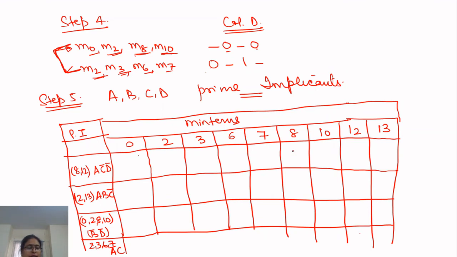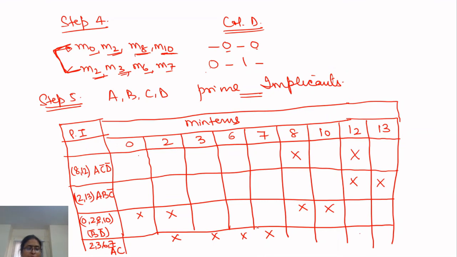Right? This is A, C bar, D bar. It is 8 and 12 are included in it. Then 12 and 13 are included in the next. 0, 2, 8 and 10 are here. 2, 3, 6 and 7 are here. Clear?